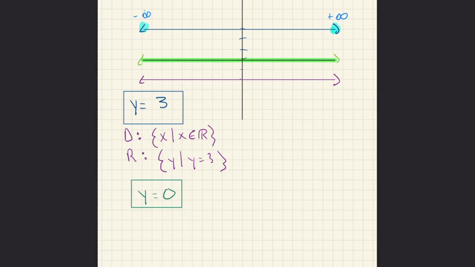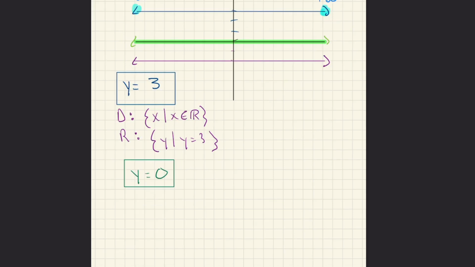Now I want you to pause the video and give the other two domain and ranges for y is equal to 0 and as well y is equal to -2 and write it in set builder notation.